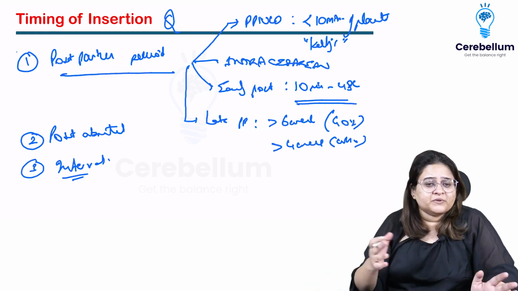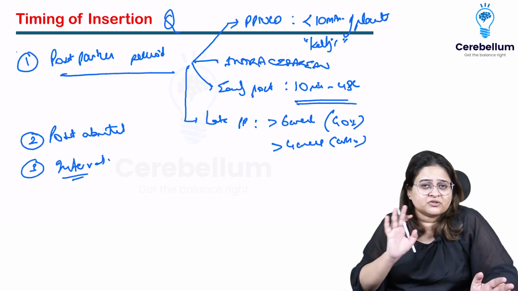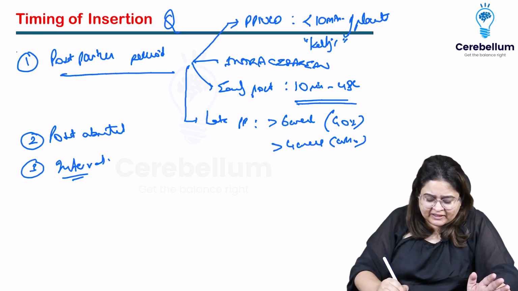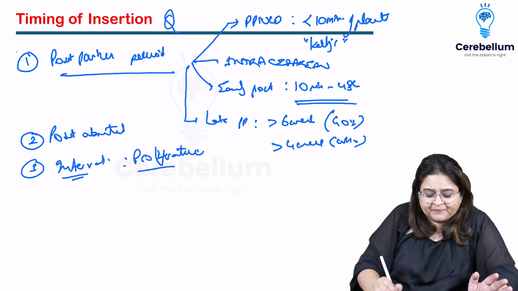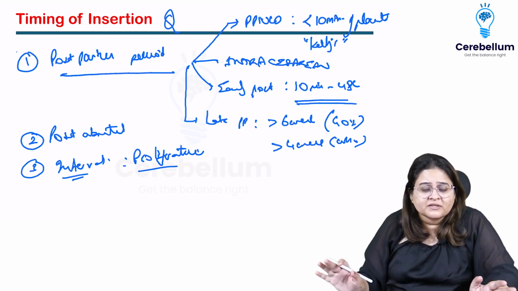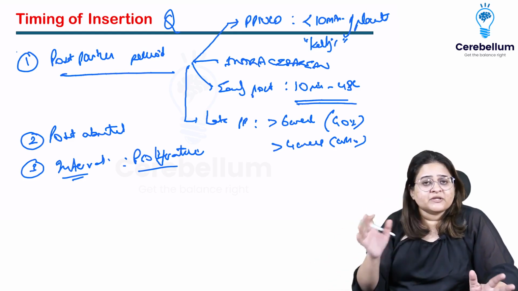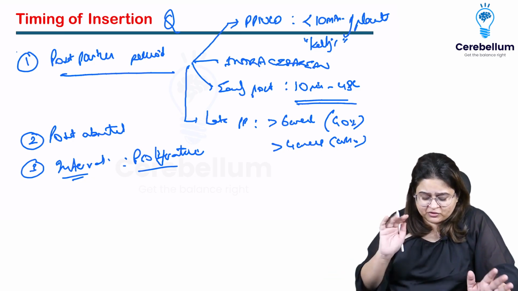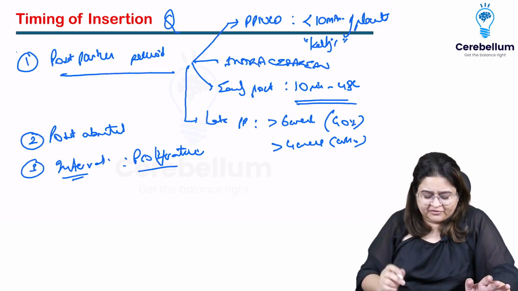You can put in a copper T on any day of the cycle as long as you're reasonably certain she is not pregnant. And that's why the best time is actually in the proliferative phase, that means in the early part of the cycle before ovulation, because then you're sure that she is not pregnant. But it can be put anytime. Even if she's menstruating, you can put in a copper T. You just should be reasonably certain she is not pregnant, but the best time, of course, is the proliferative phase.